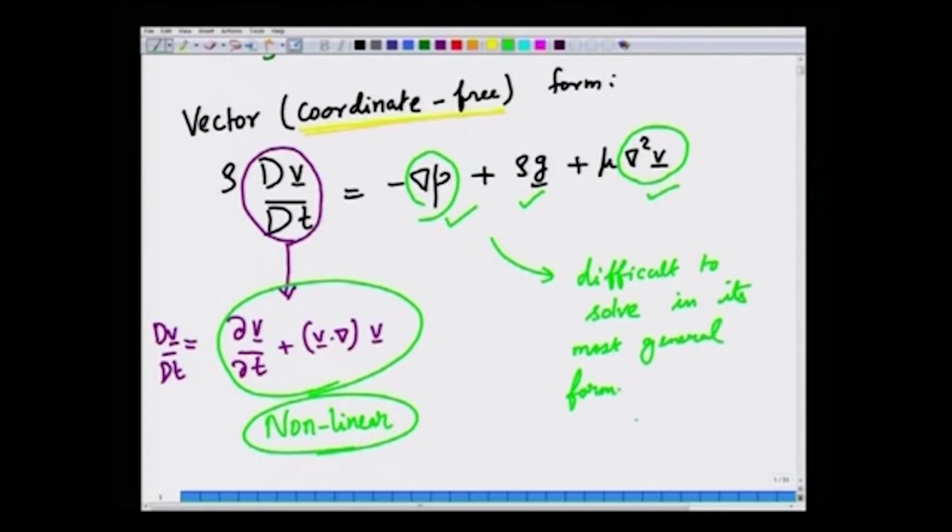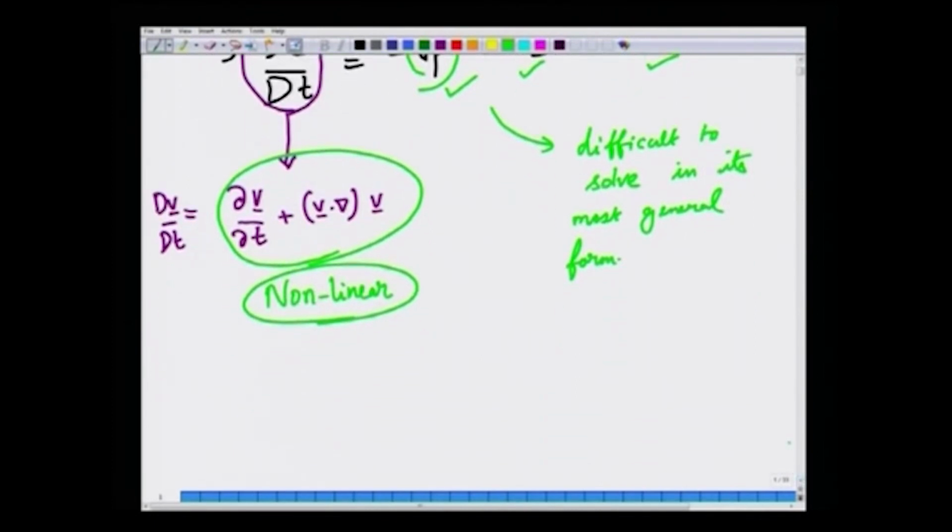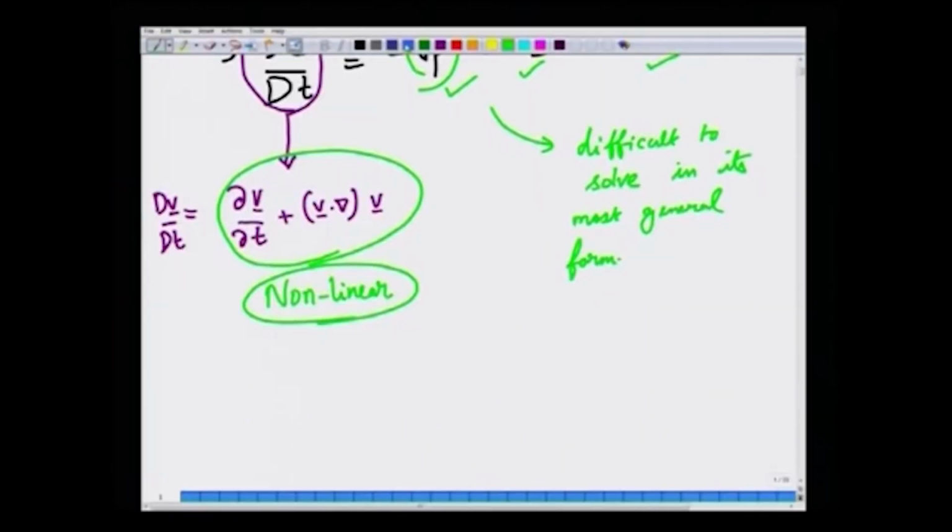So, one has to make suitable physically motivated approximations to render the Navier-Stokes equations in a more simplified form before we are able to solve them. Now, I am going to illustrate that shortly. Also, in order to solve the Navier-Stokes equation, we need boundary conditions that we pointed out in the previous lecture.